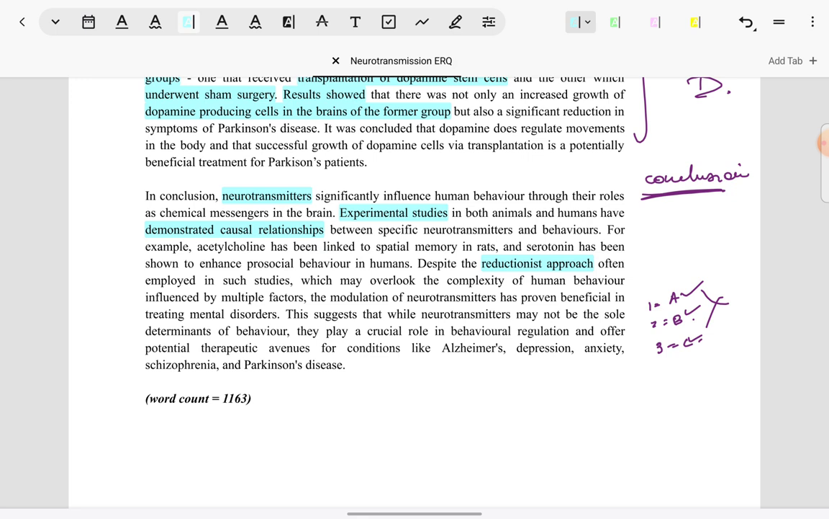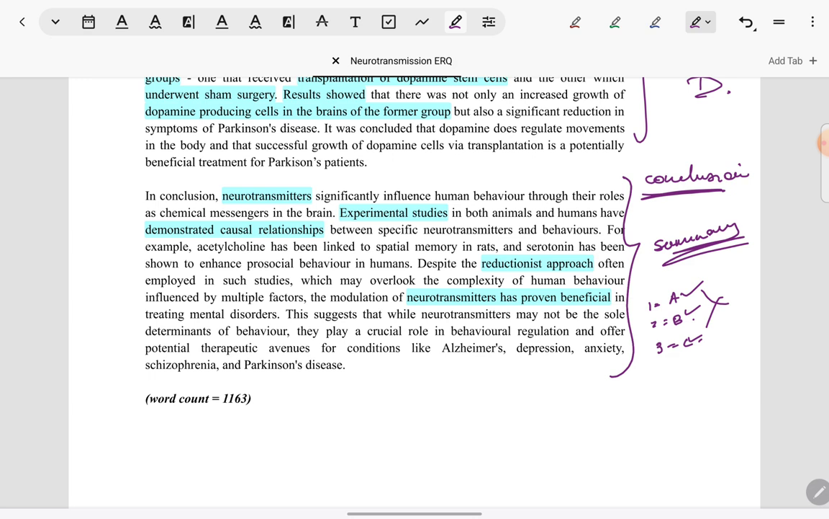Nevertheless, even if the neurotransmitters and behavior relationship is reductionist, there is great applicability of the use of neurotransmitters, like they're beneficial. And there's no denying that it is worthwhile to study the topic of neurotransmission. So what is this all about? You'd realize it's a summary of whatever I have said earlier.